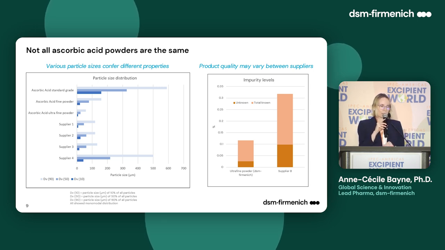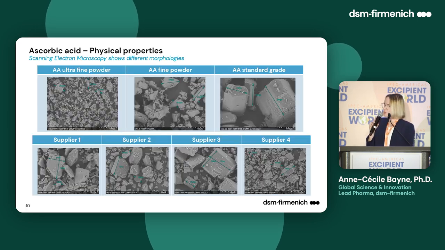And on the right side, we also looked at the impurity levels. All those different vendors and those different sources of ascorbic acid, while they are very good, do have a variability in impurity level. And so you see here one that was from dsm-firmenich in comparison with another supplier. But what we see generally, depending on the vendor, again, you will have some differences there. And those are things that are important for you to know when you want to make sure you have a reliable and reproducible source of excipient.